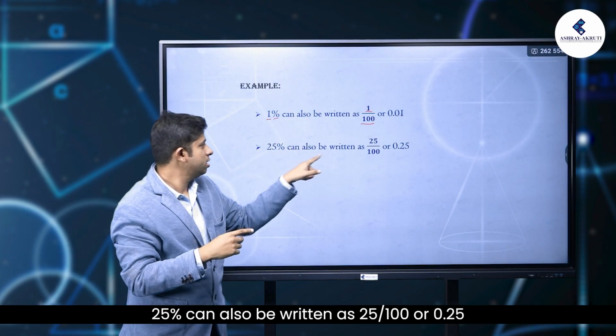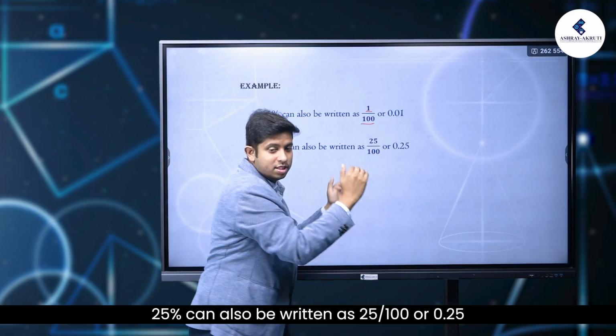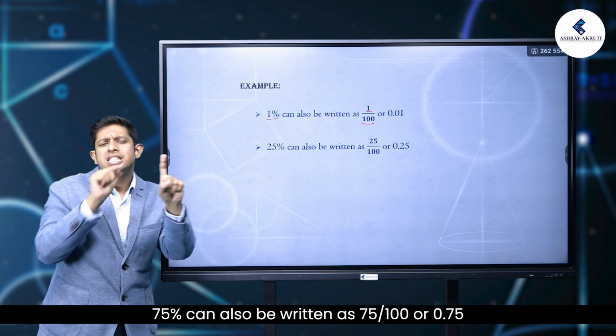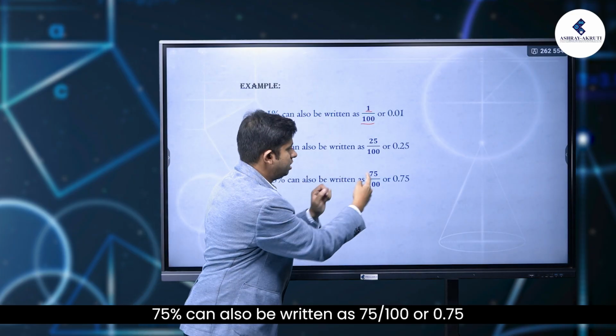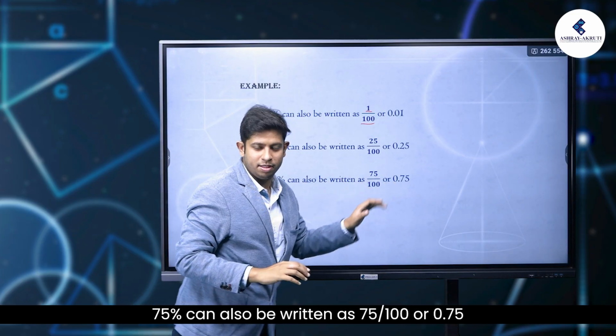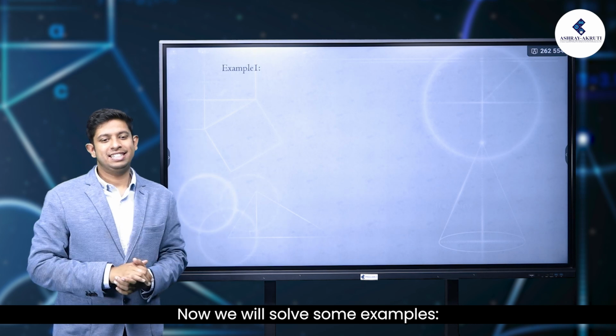25% can also be written as 25 by 100 or 0.25. 75% can also be written as 75 by 100 or 0.75. Now we will solve some examples.